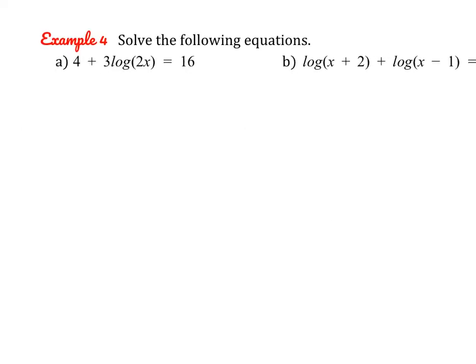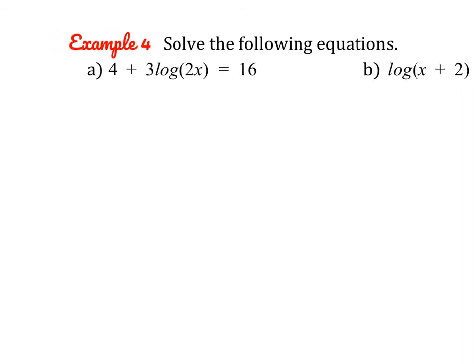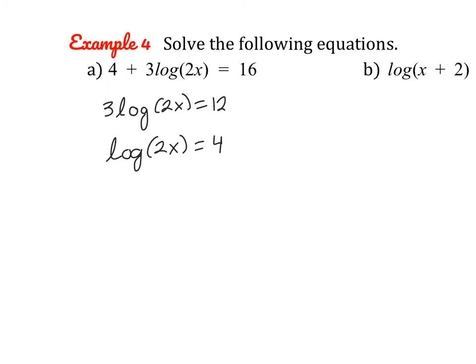All right, let's give these 2 a try together. So here I'm going to start by isolating our variable. So we'll start by subtracting 4 from each side, and then divide by 3. So our logarithmic term is completely isolated.